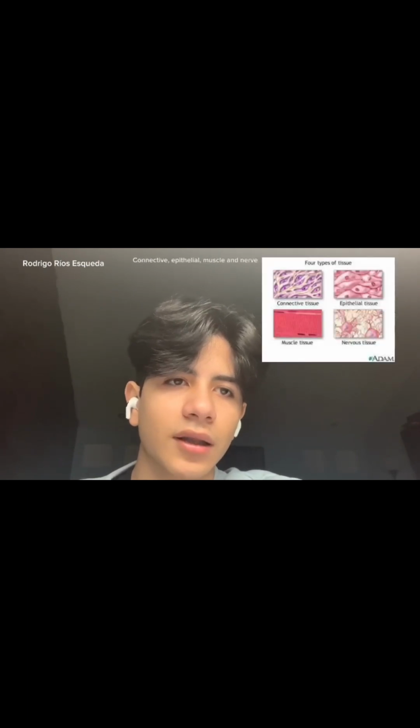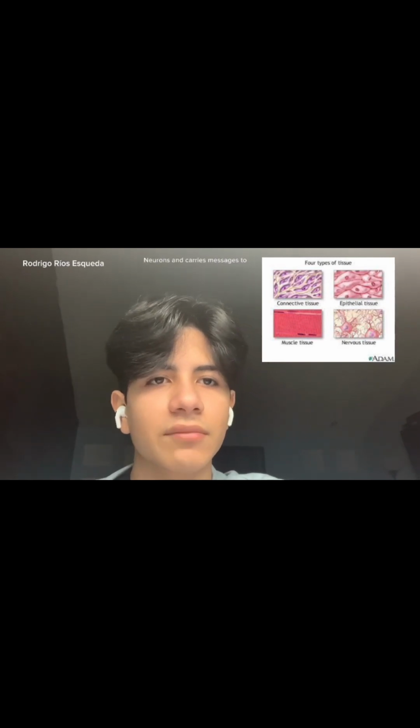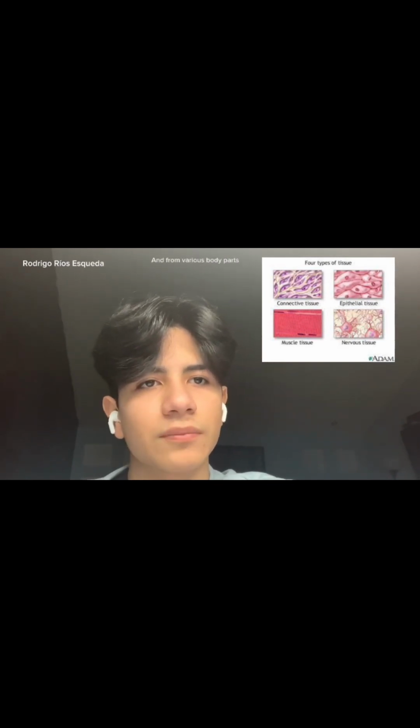There are four basic animal tissue types: connective, epithelial, muscle, and nerve. Connective tissue supports and binds other tissues, such as fat, bone, blood, and lymphatic tissue. Epithelial tissue serves as a covering. This includes the skin and the lining of various ducts inside the body. Muscle tissue consists of striated muscles that move the skeleton and smooth muscle, such as that surrounding the stomach. Nerve tissue comprises nerve cells or neurons and carries messages to and from various body parts.